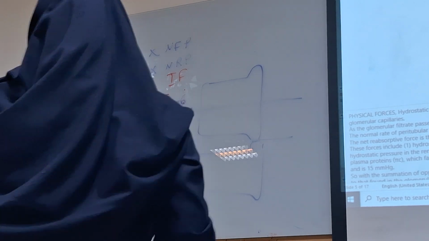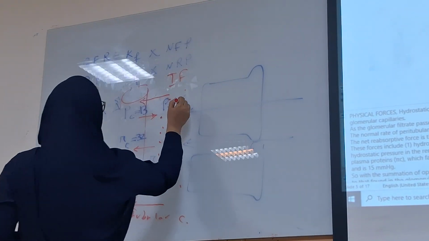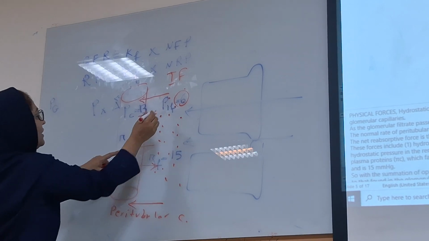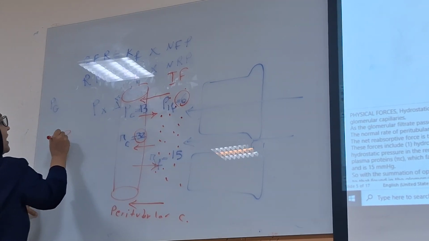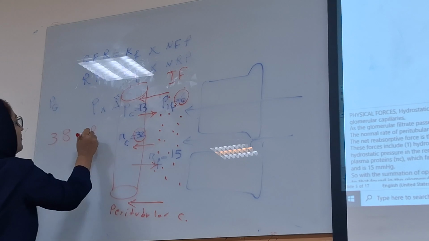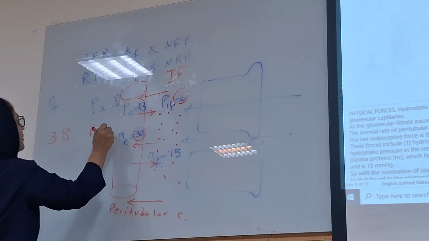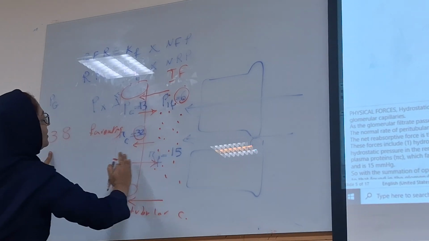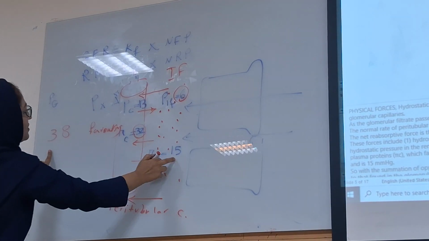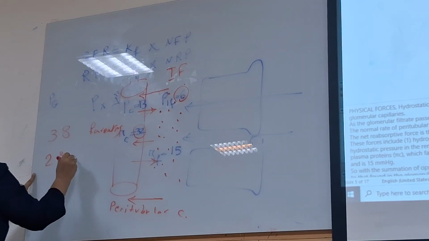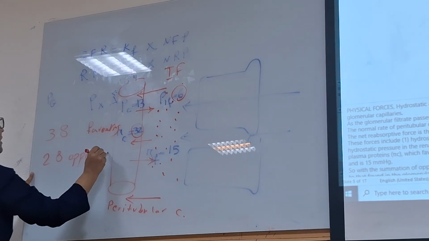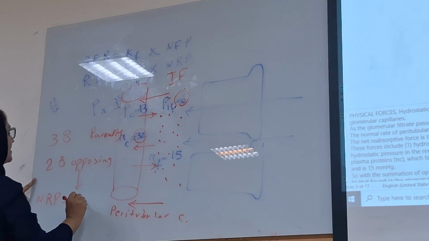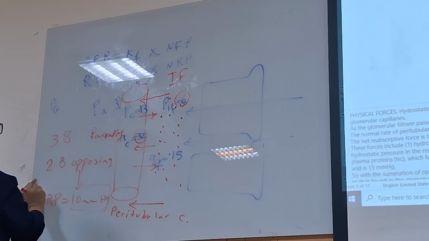You have to sum 6 and 32. This one, 38. 38 is favoring forces. And in this direction is opposing. 13 plus 28 is opposing a lot. And on the whole, net reabsorption pressure will be 10 millimeter of mercury.